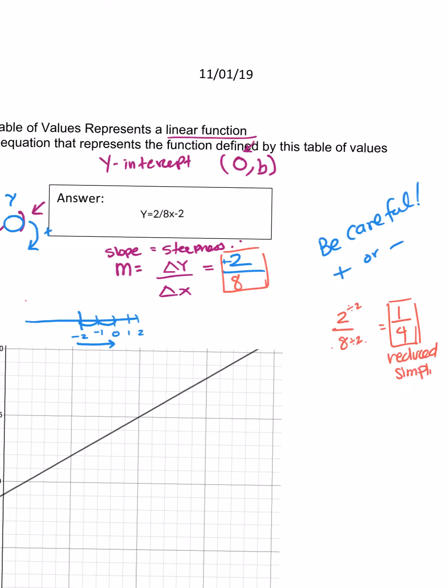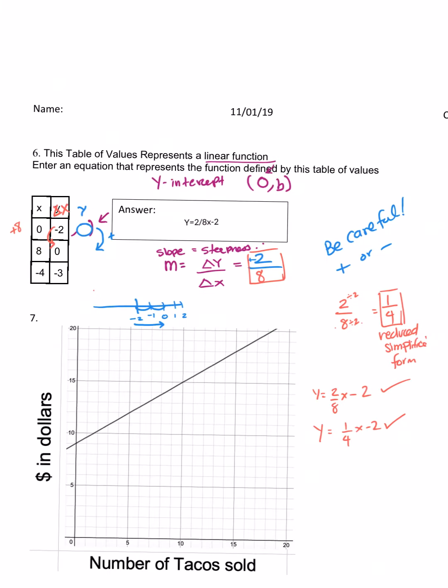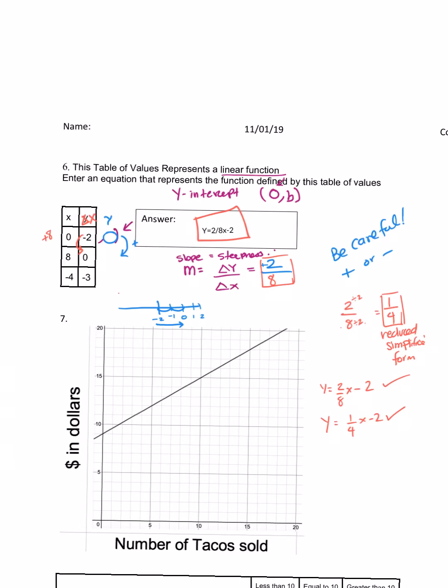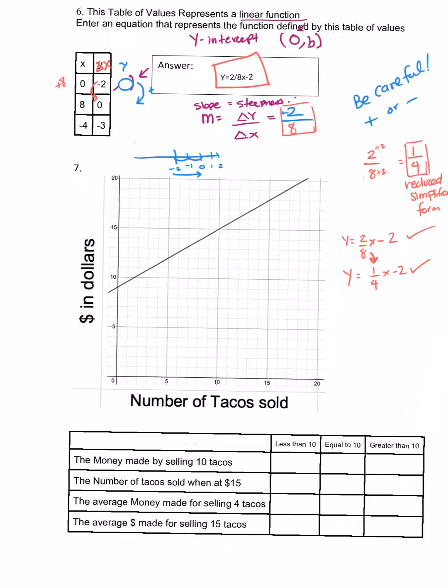This is your reduced, simplified form. So, y equals 2 over 8x minus 2. That's a good answer. Y equals 1/4 x minus 2. Good answer, good answer. Okay? So, make sure you put that in there. Because this is the same thing. It's reduced.